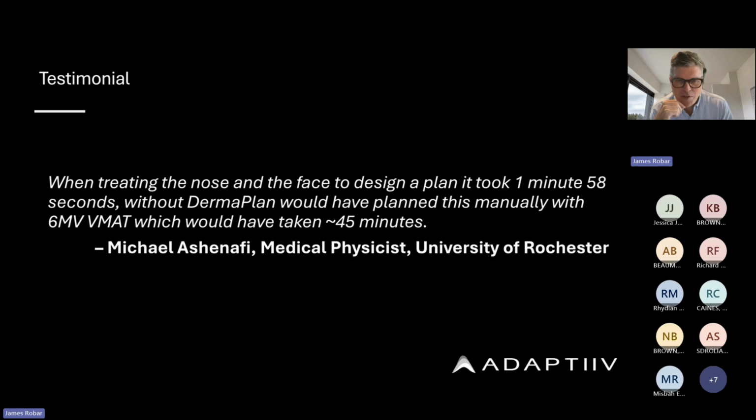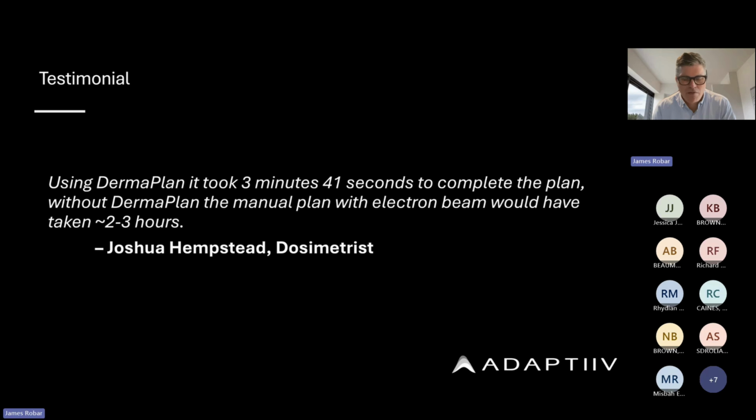The physicists and dosimetrists who have used it, their first comment usually is about planning time and efficiency here. So here's a physicist at Rochester planning within 2 minutes instead of about 45 minutes. He would have done a lot of his cases with 6 MV VMAT, so was making that manual planning comparison. We have the author of that study, Josh Hempstead. This is when you see times like 3 minutes, 41 seconds. This is, as you could tell, the time that it took to generate the plan.